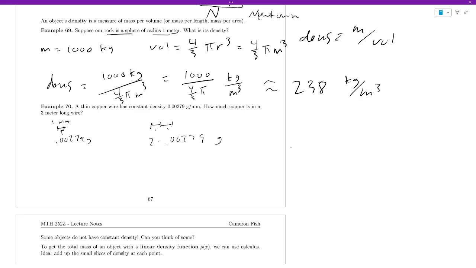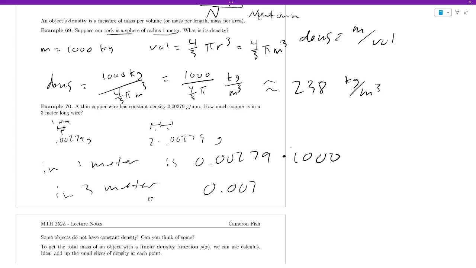So in 1 meter is whatever this number is times 1,000. And so in 3 meters, you just kind of have to think about this. In 3 meters, you get this number times 3,000, right? So whatever that turns out to be, I think I get about 6 here, and that's 6 grams.